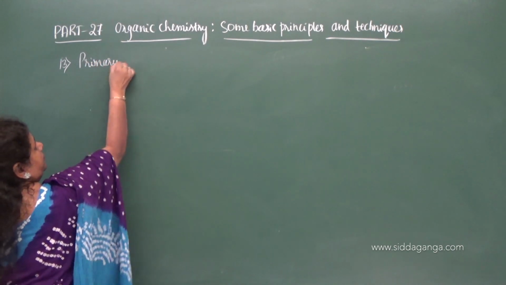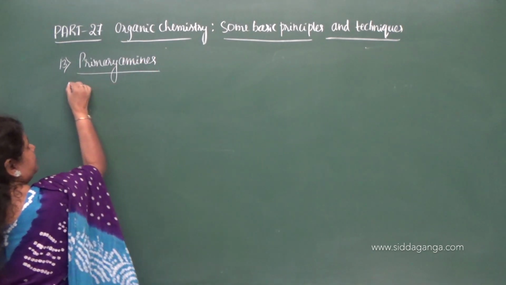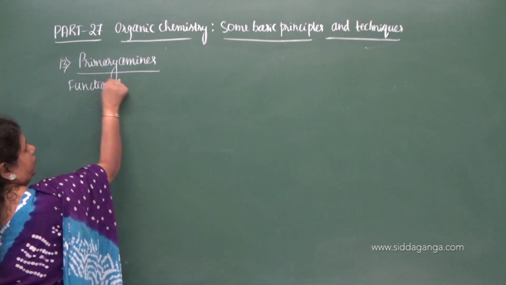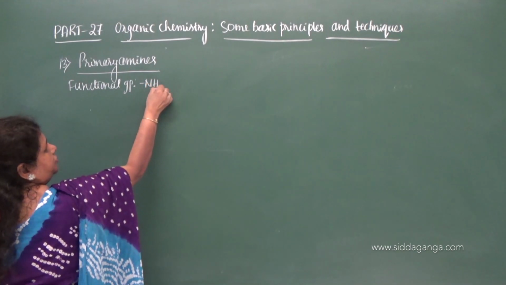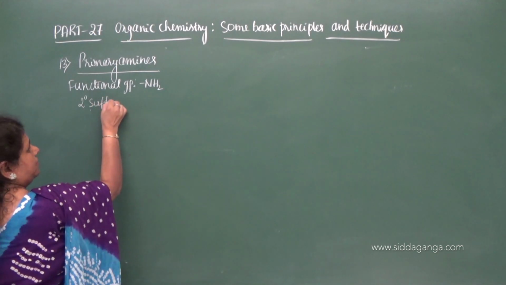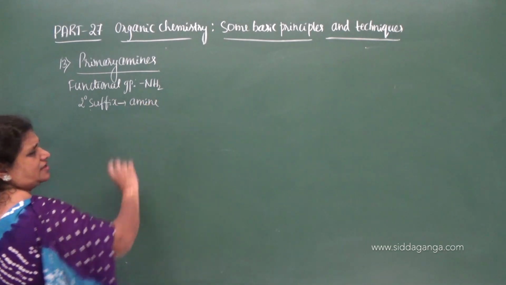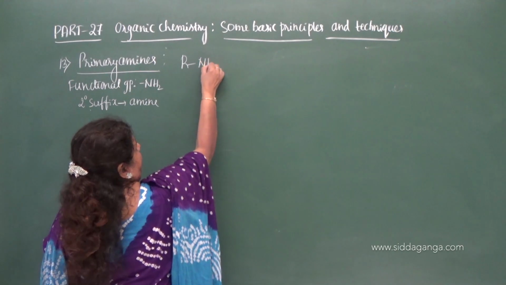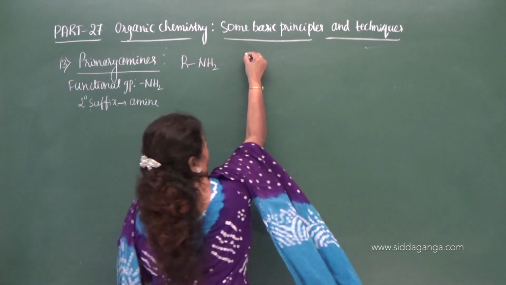Primary amines. What is the functional group? The functional group of primary amines is NH2, and the secondary suffix here is amine. Amine is the secondary suffix, and how to represent it? RNH2. Now you can write the general formula.